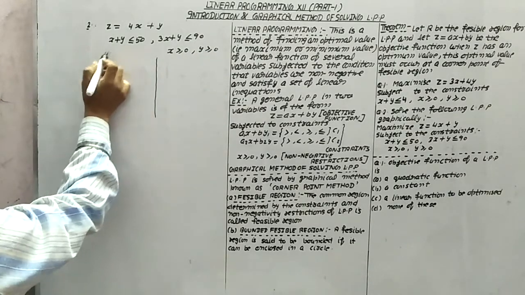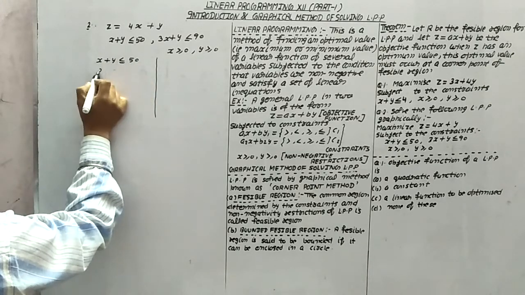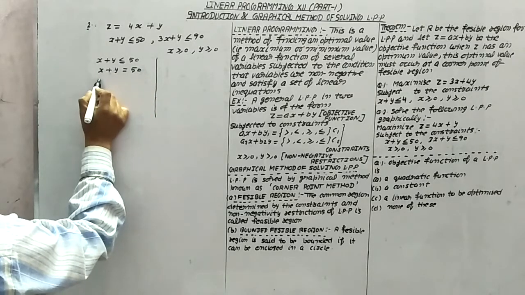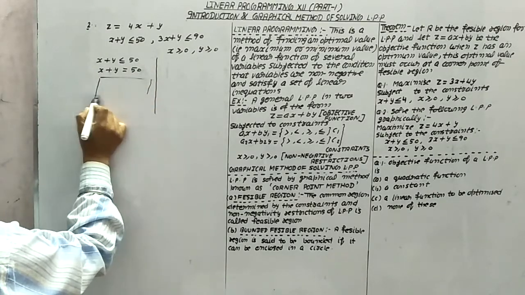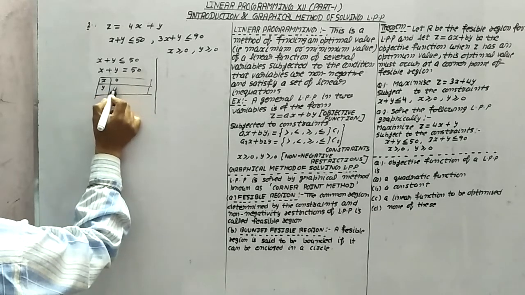So first of all, for this part, we have x plus y less than or equal to 50. Make it into a linear equation: x plus y equals 50. Now find out the points to draw the line. This is x, this is y. If x is 0, y is 50.